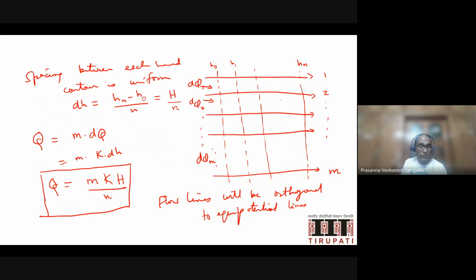Of course, constructing a flow net is not an easy task. But suppose I have a flow net available, then I can use this simple formula to estimate how much flow is happening through that particular region. Any questions?